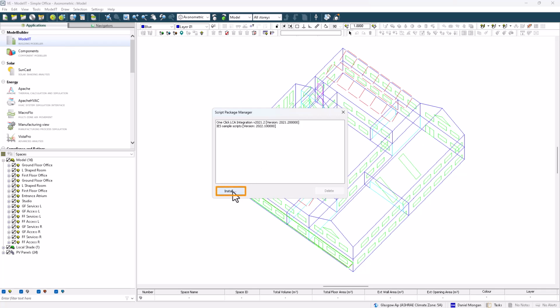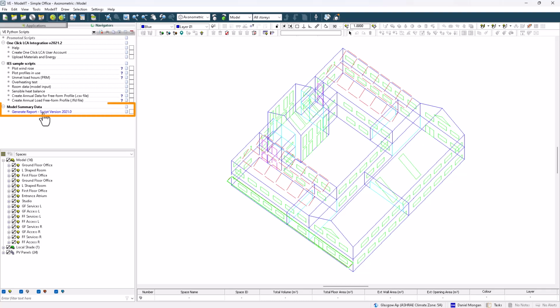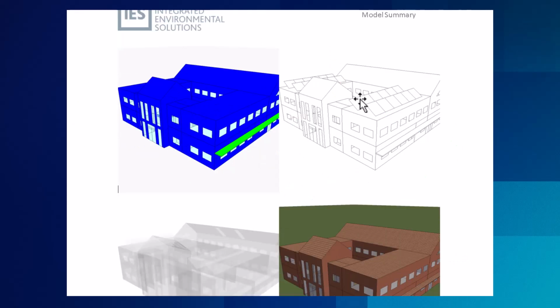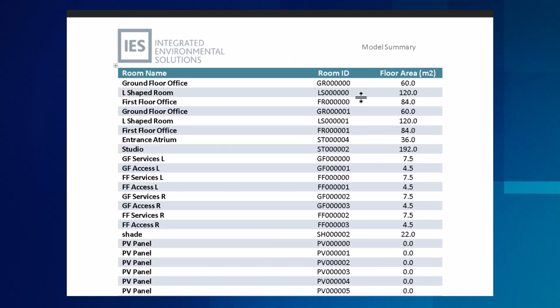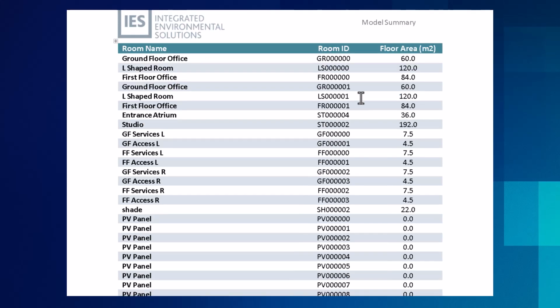Once this has been installed, we can run the script by clicking here. The Word document this report generates has various renders of our model and a description of each room and floor area.